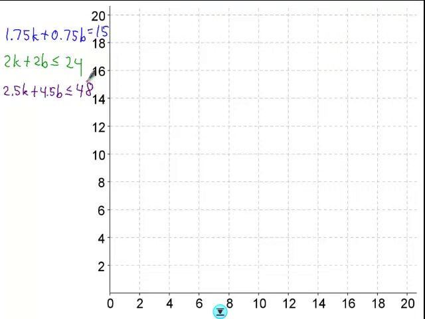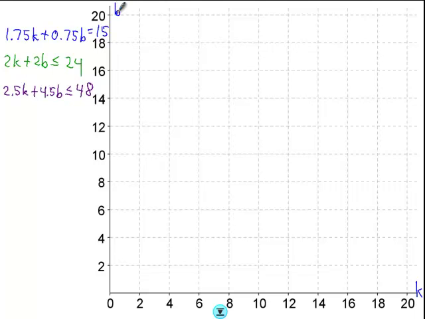Let's see if I can graph each one of these. You'll notice that each one of these is in standard form, and so it's going to be easiest to graph by intercepts. All right, so just to be clear, cakes are going to go on the horizontal axis and cobblers on the vertical axis.